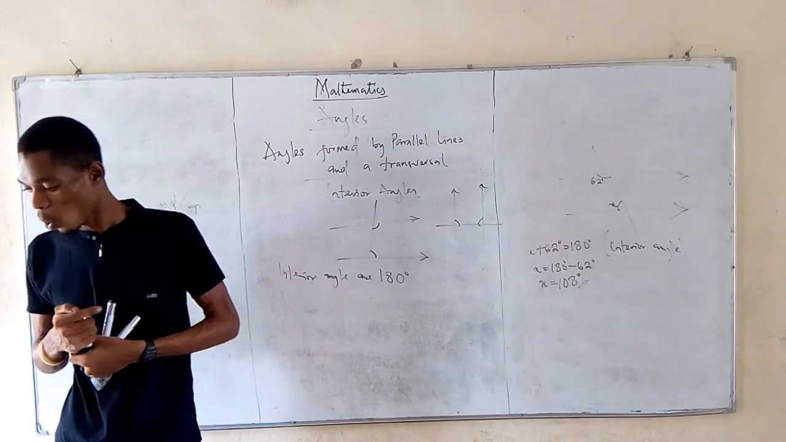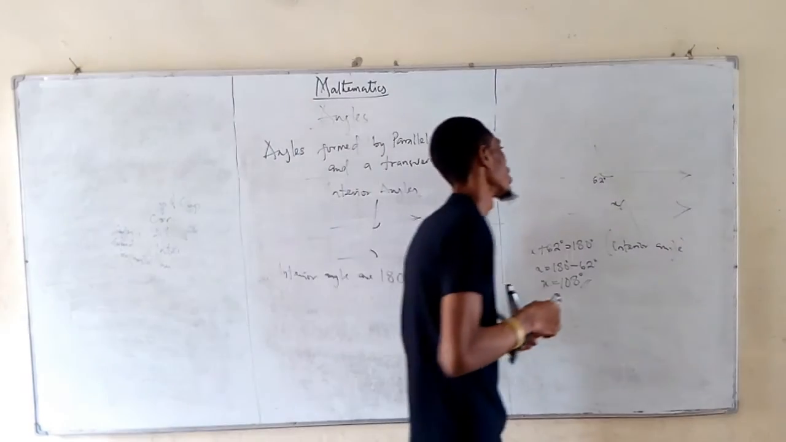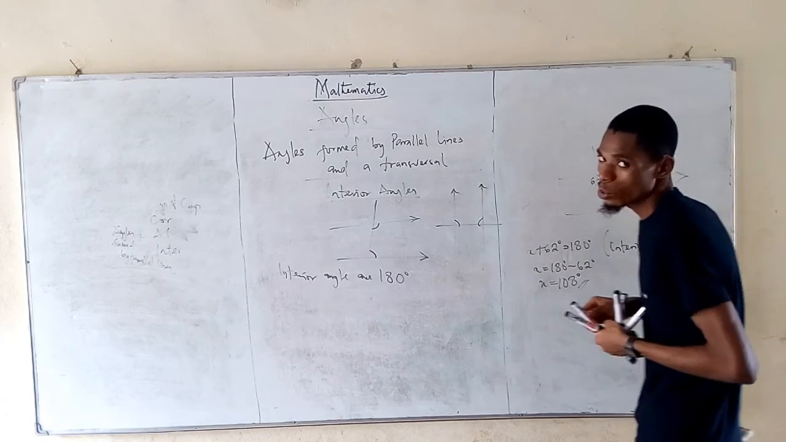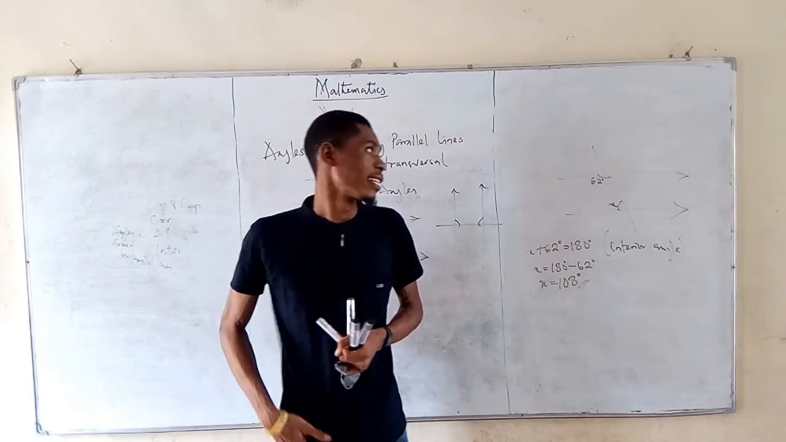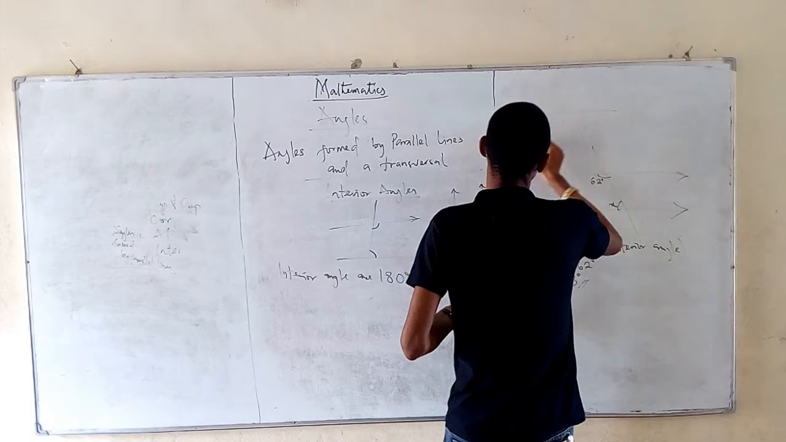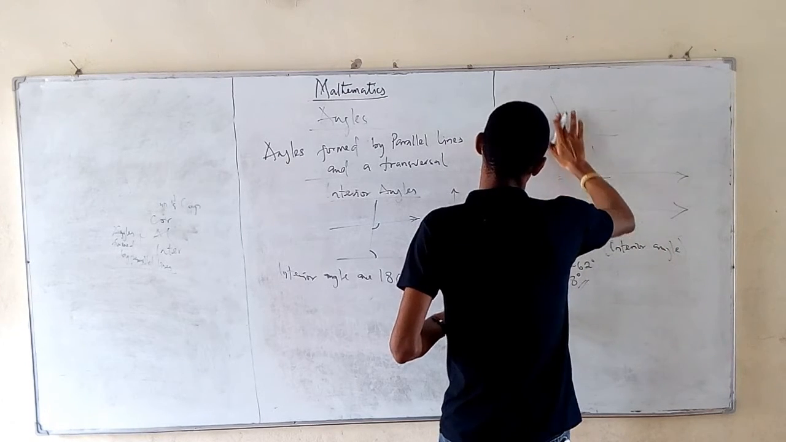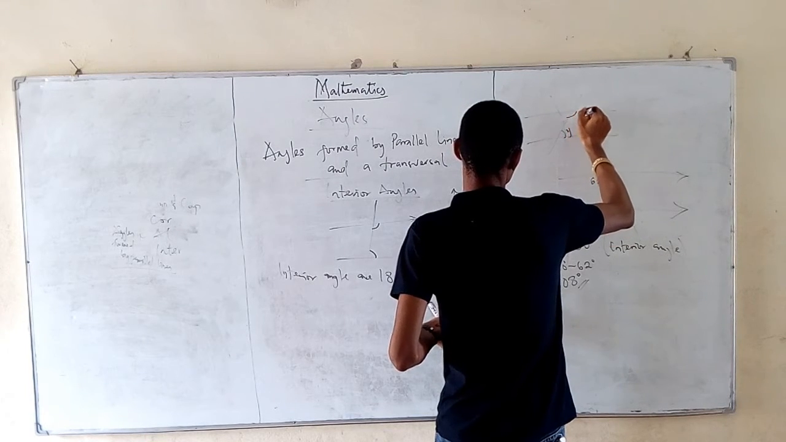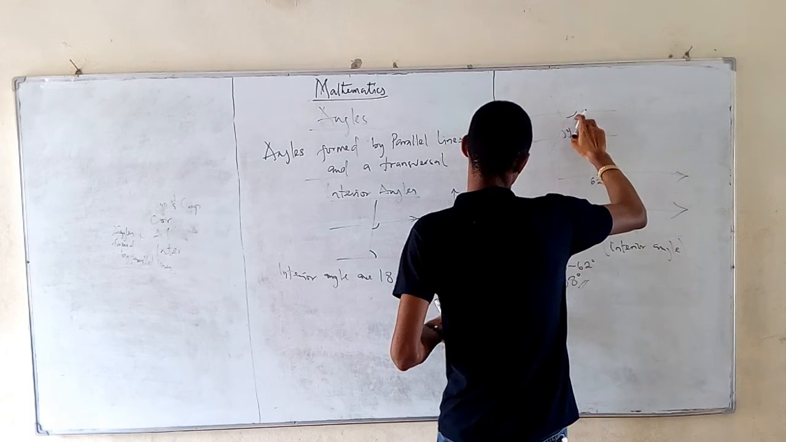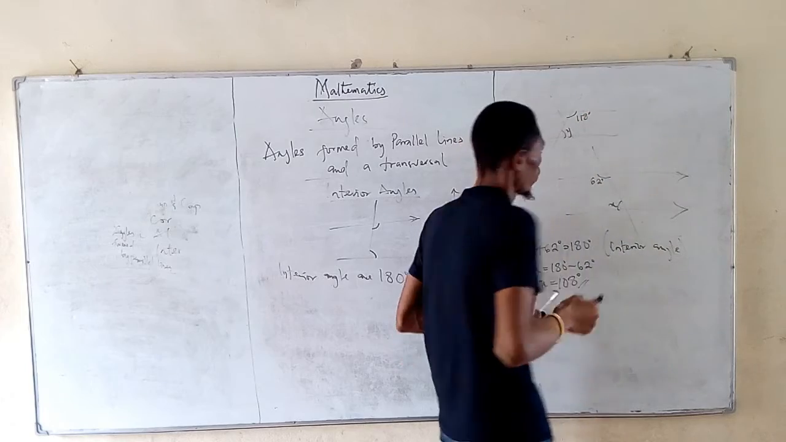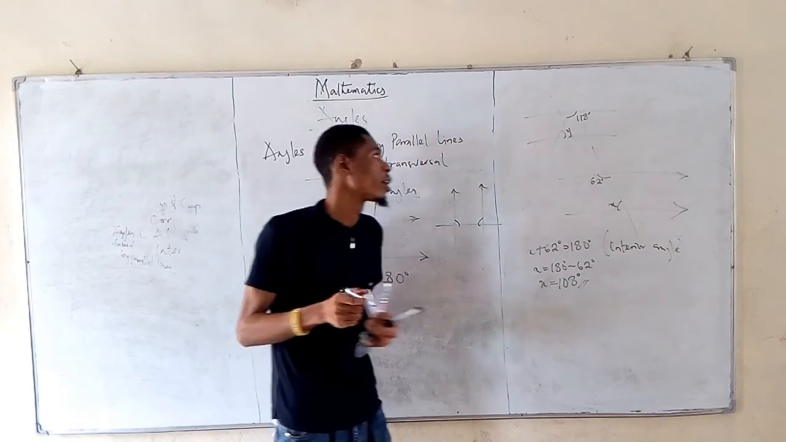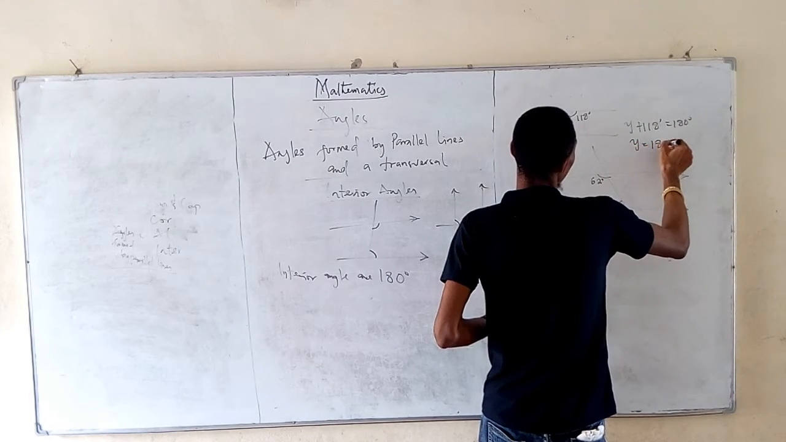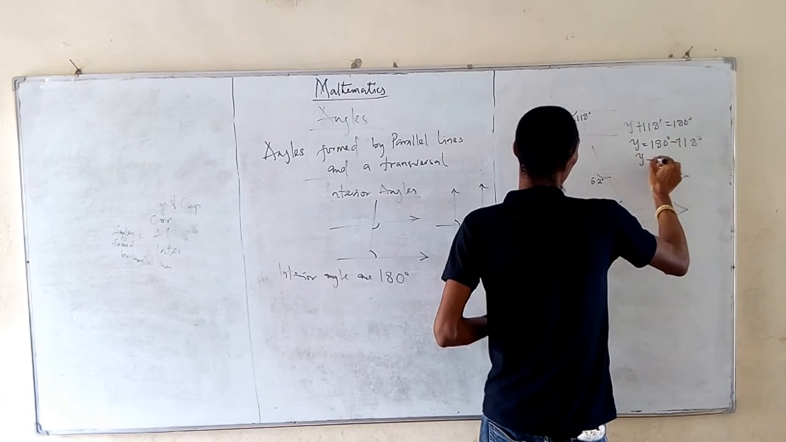Interior angles sum up to be equal to 180 degrees. Perhaps this one also. Okay, let's go this way this time around. Perhaps here to be Y and this place to be 118 degrees. Interior angles tell me that Y plus 118 degrees is equal to 180 degrees. So my Y is equal to 180 degrees minus 118 degrees.